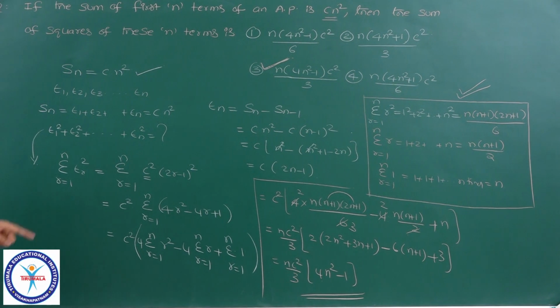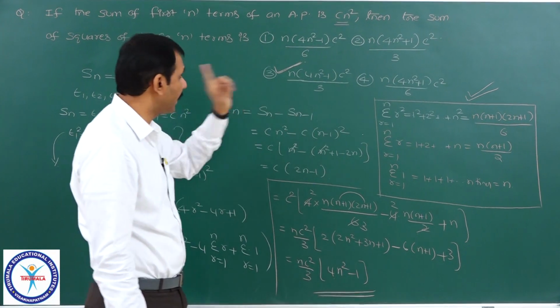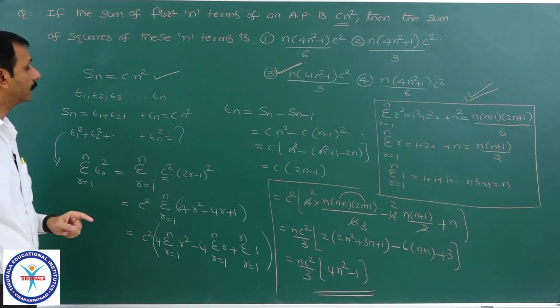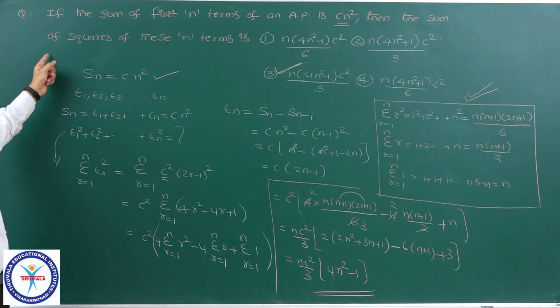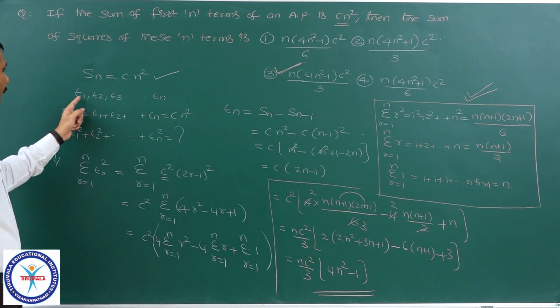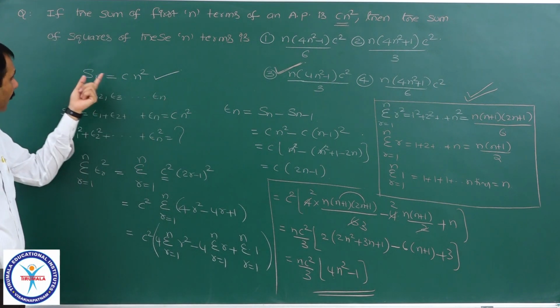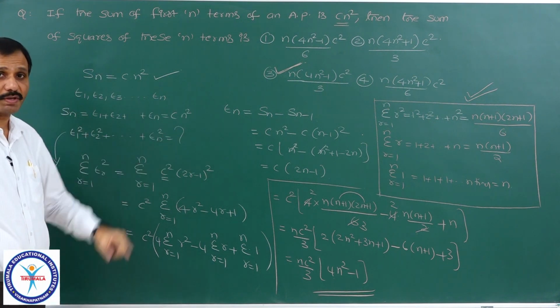Once again you see, 1 minute. Sum of the first n terms of an AP is Cn², given, where C is a constant. Sn is equal to Cn², given. Then they are asking the sum of squares of these n terms. Suppose I take T1, T2 and so on Tn, what they have given is T1 plus T2 and so on Tn equal to Sn equal to Cn².